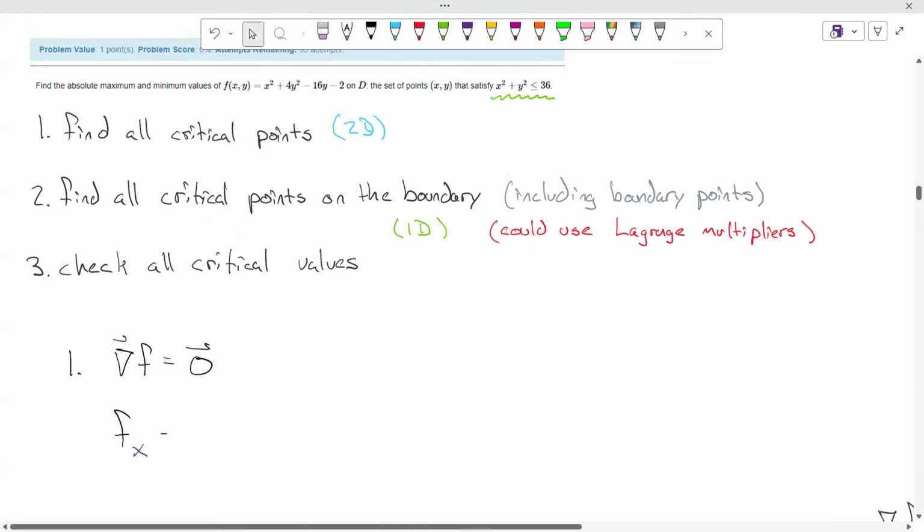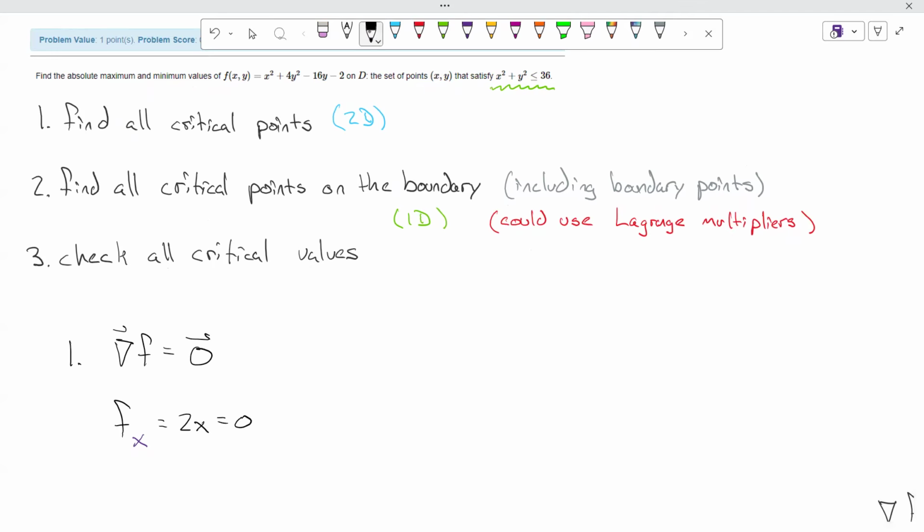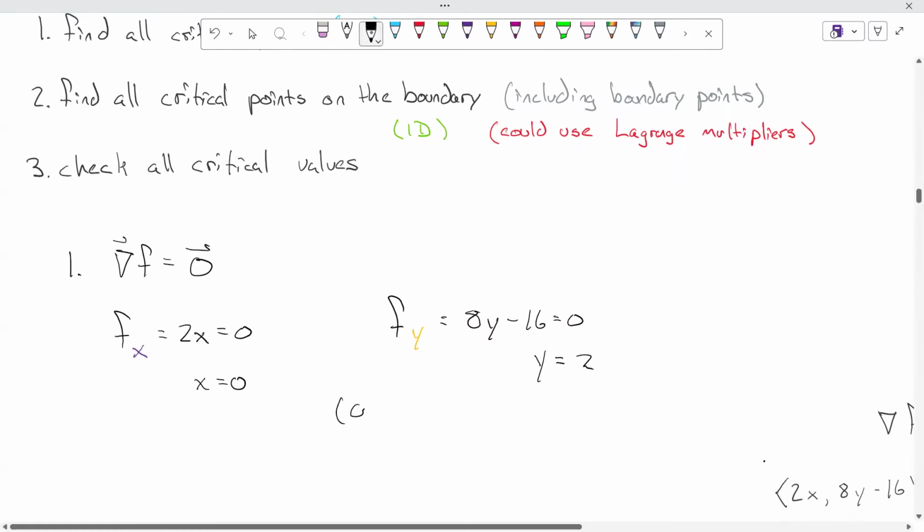So if I look at f partial x for my function, it looks like it's just 2x. So 2x equals 0, and I get a critical value at x equals 0. I'll need to do the same thing over for partial y, and it's slightly more complex. 8y minus 16 is 0, which means that y is 2. So I get my first critical point at (0, 2).